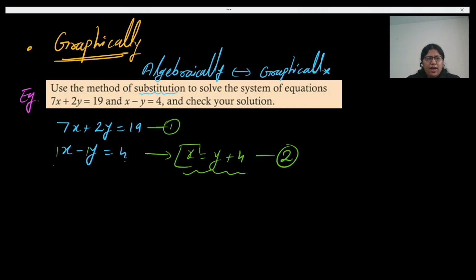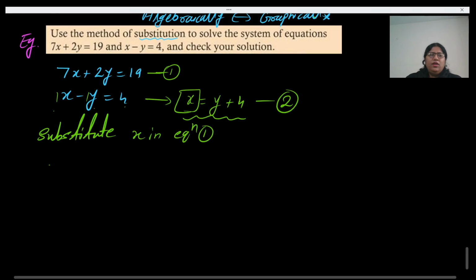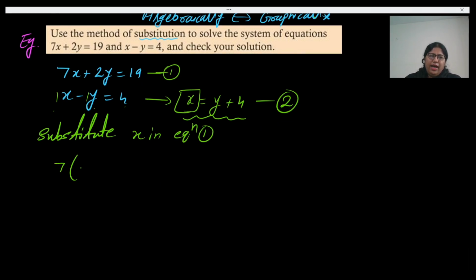Now you can see that you have the value of x. So what I'll do here is substitute, because you need to take the value of a variable from one equation and substitute it in the other equation. So substitute x in equation 1. Wherever you see x, it is 7 times x, so it will become 7 times y plus 4, plus 2y is equal to 19. Now you can see that your two-variable equation has been converted into one variable, which is y, and from here you can get the value of y.